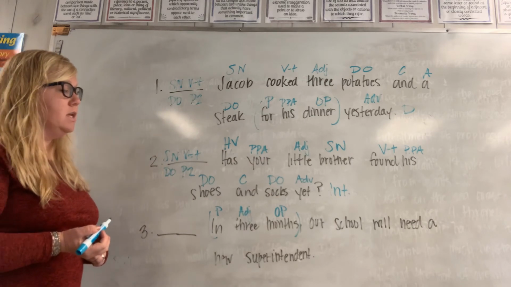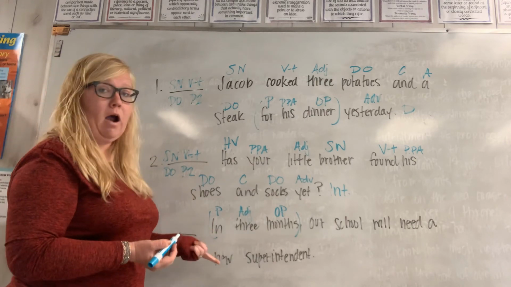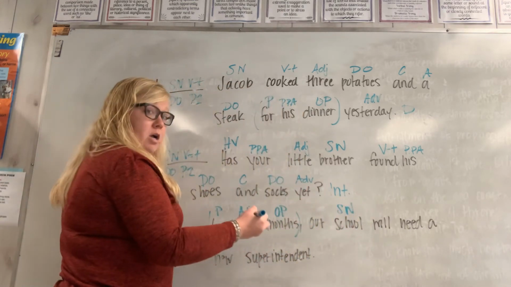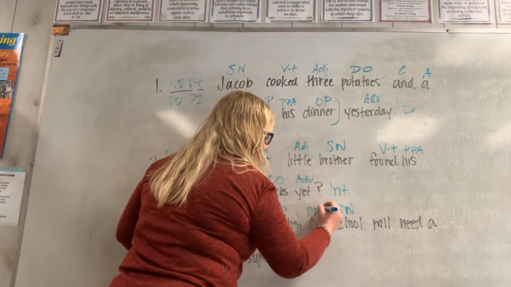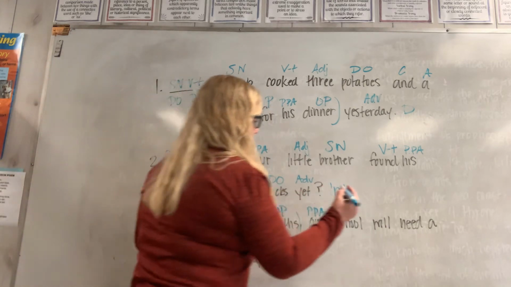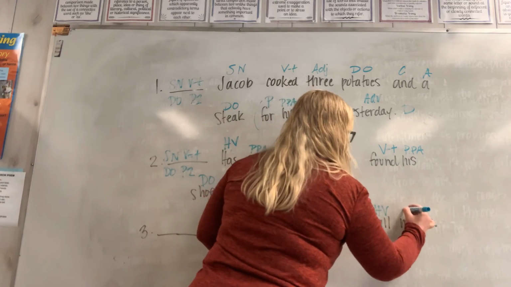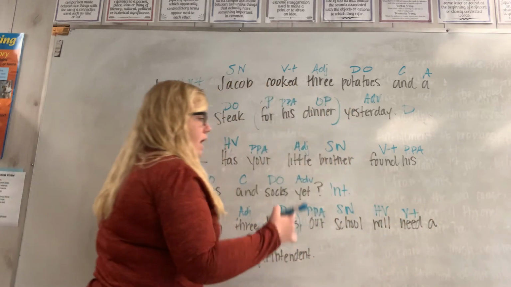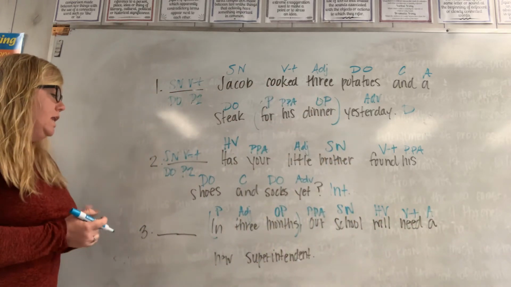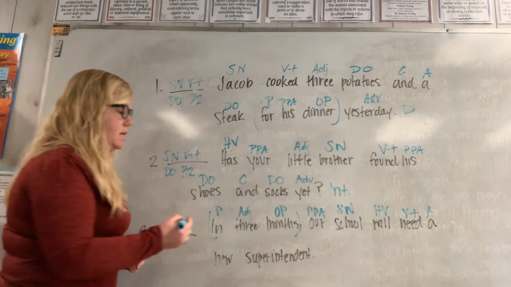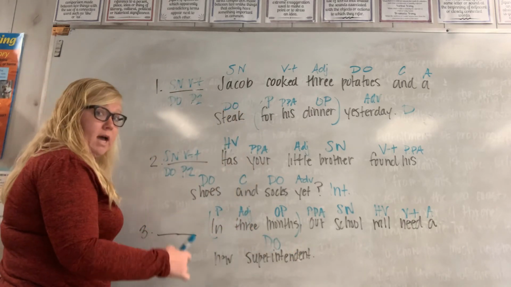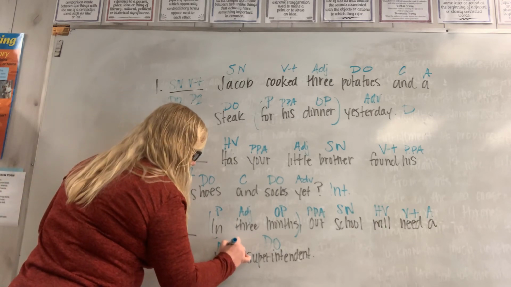Now, what's our subject noun? What's it about? It's about our what? Our school. So that's our subject noun. And our is describing whose school it is. So that's our PPA. And it says will need. So this is one that has a helping verb and then a verb transitive. A, remember, is always an article adjective. We'll need a new superintendent. Superintendent is our direct object. It's what they need, okay? And new is describing what kind of superintendent, so that is our adjective.